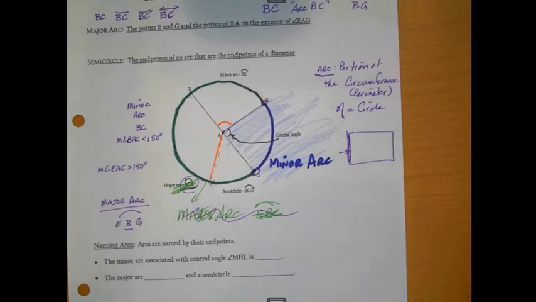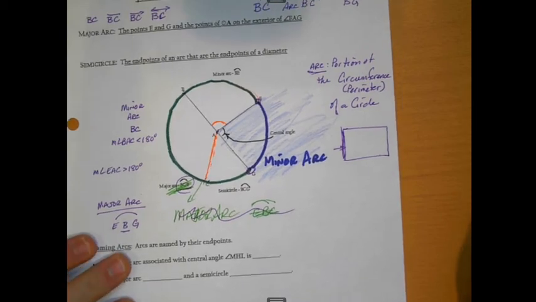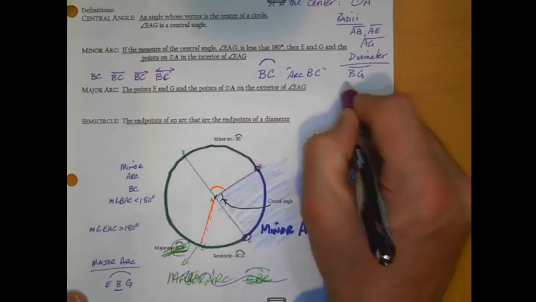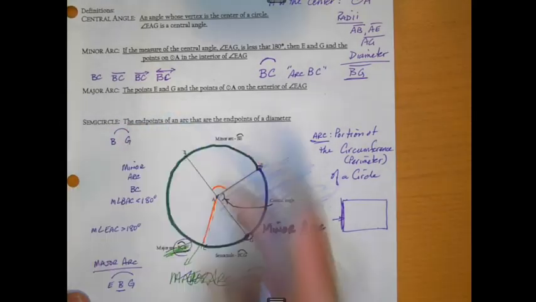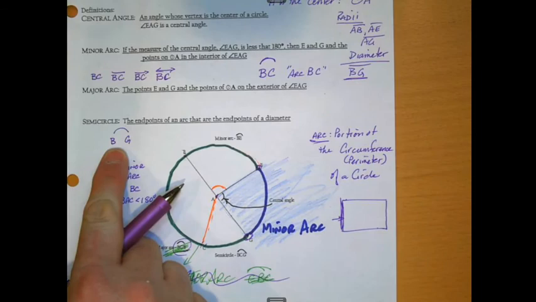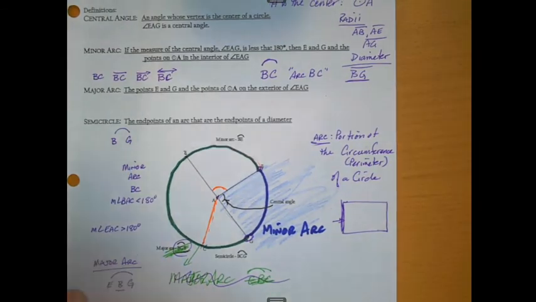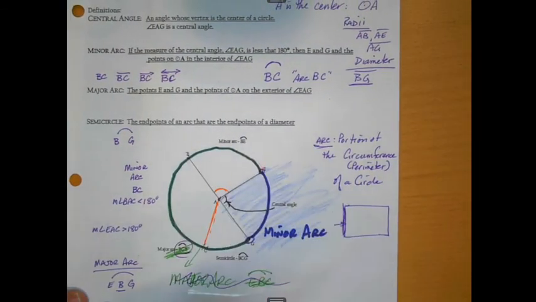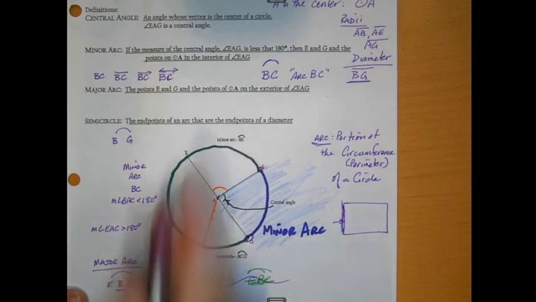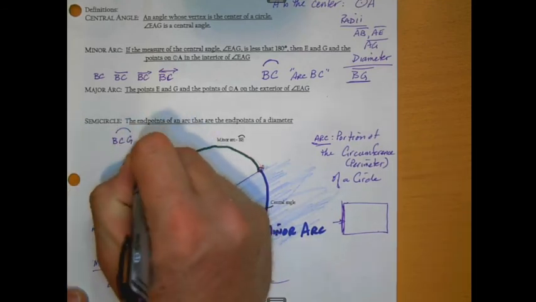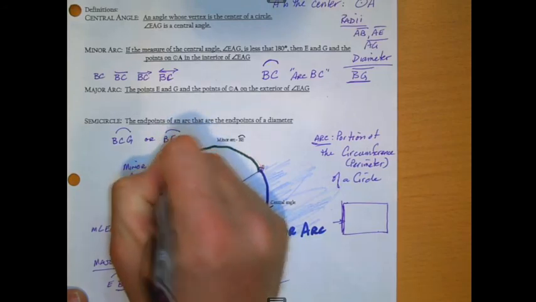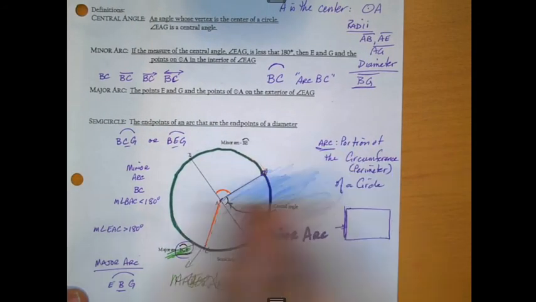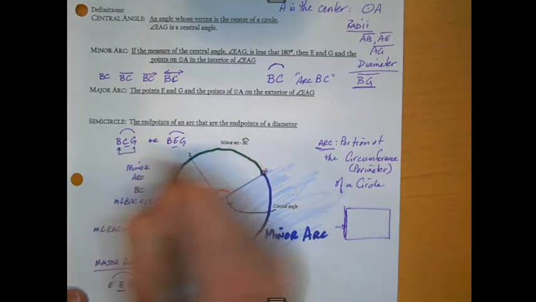And the semicircle, the endpoints of the arcs are the endpoints of a diameter. So we know our diameter is B to G. So a semicircle is going to go from B to G, and we need a letter in between. We can go this way or we can go this way, but if we want to look directionally, does it go through C or does it go through E? It doesn't matter. So these are your endpoints of your diameter.